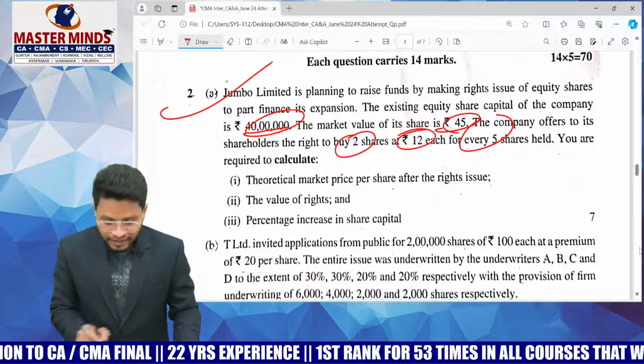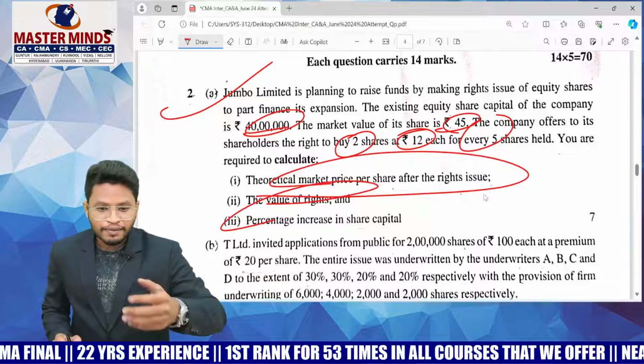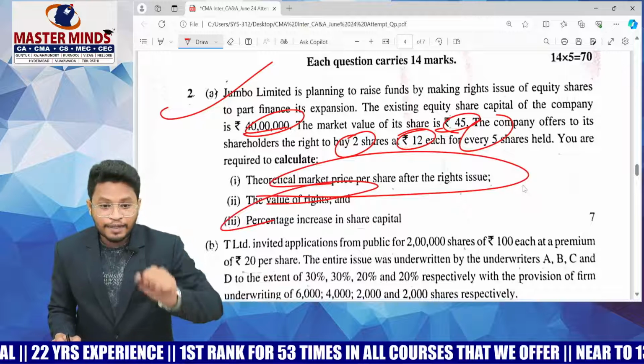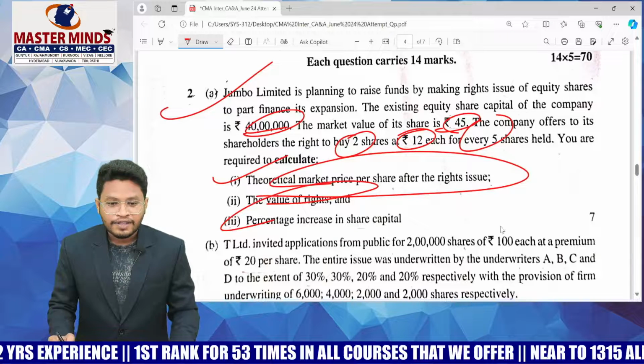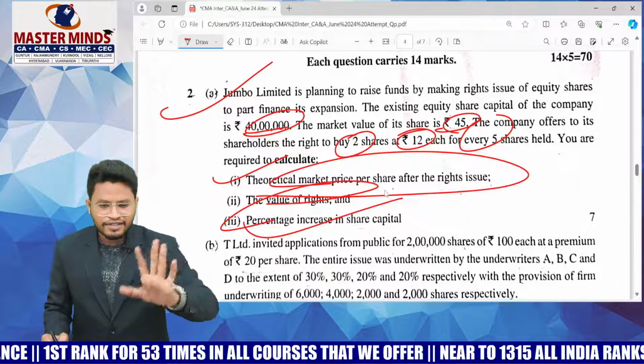Very easy question. Theoretical ex-right price, value of right. What is the value of right? Cum-right price minus ex-right price. We have to calculate that ex-right price in the first bit. That value we have to use here. And finally, percentage increase in share capital as it is.